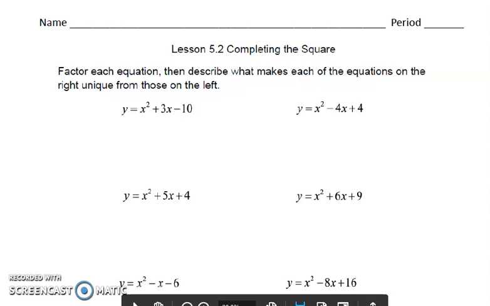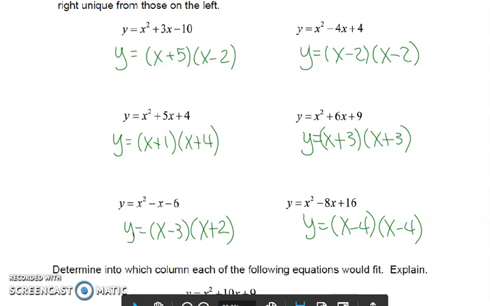Alright, so for the first set of problems, I ask you to factor each of them and see what is unique about the two sets of equations, one on the left compared to the ones on the right. When you finish factoring the problems, please turn the video back on.